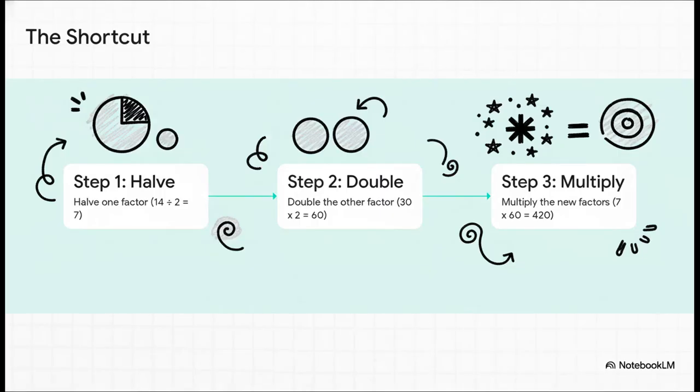Let me walk you through it. You take the 14, you chop it in half. Boom, you get 7. Then you take the 30 and you double it. That gives you 60. So now your new problem is just 7 times 60. That's so much easier to figure out in your head, right? The answer is 420. Same result, way less mental gymnastics.